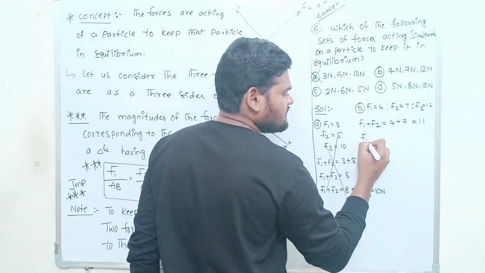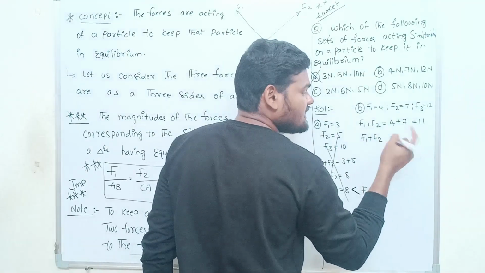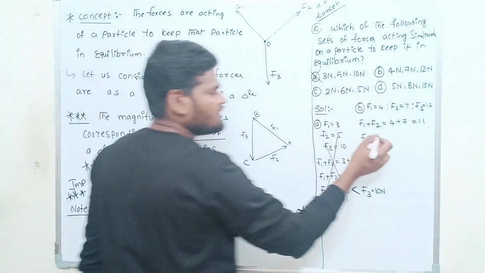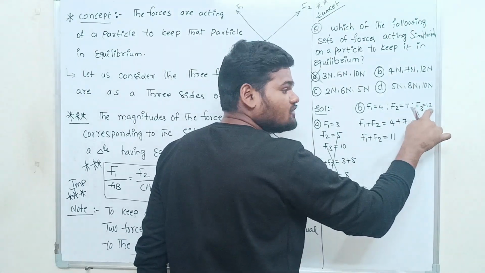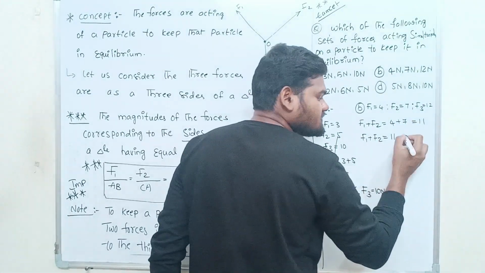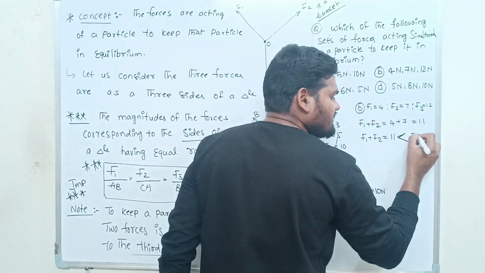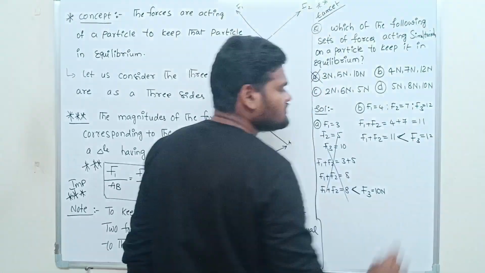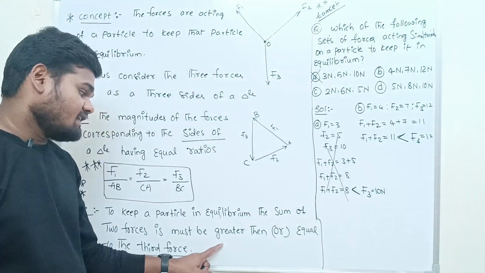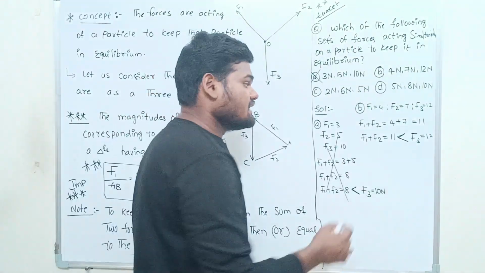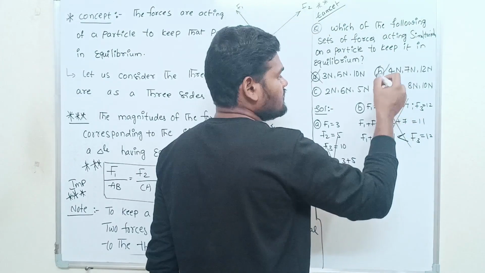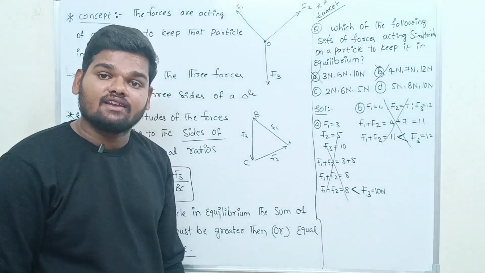Now we have to check whether the sum of the two forces is greater than or equal to the third one. So F1 plus F2 is equal to 11, and F3 we have 12. That means F1 plus F2 is less than F3. Either it must be greater or equal, we must get this condition. But here we have a less than condition. So this is also a wrong option. Are you getting? Easy one.